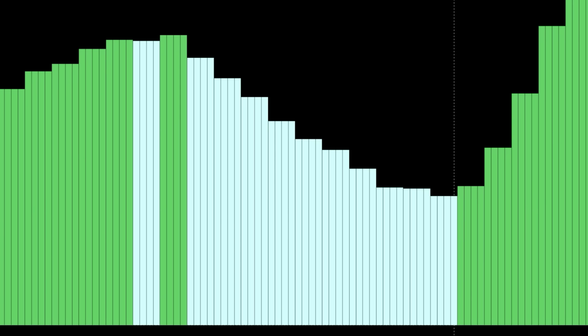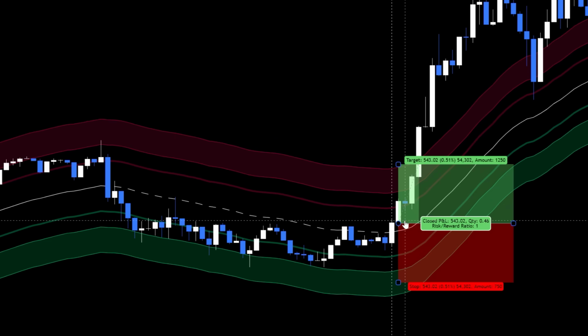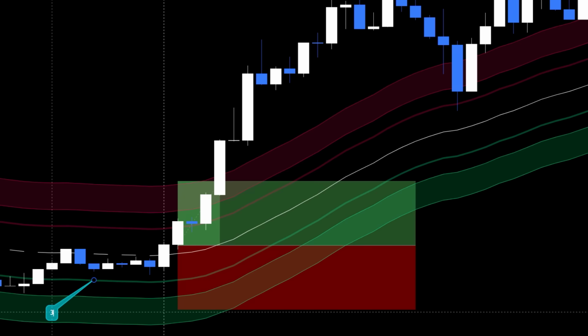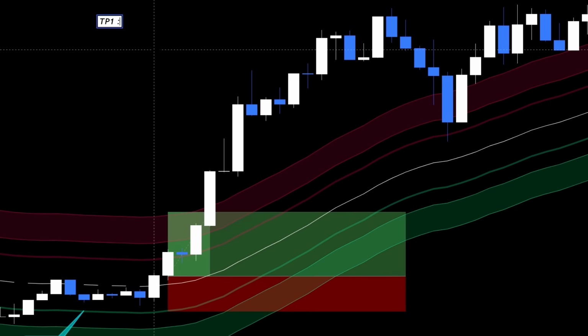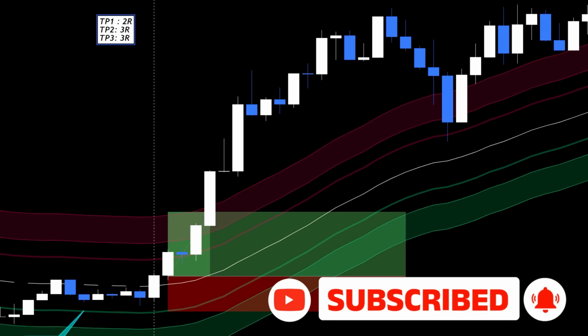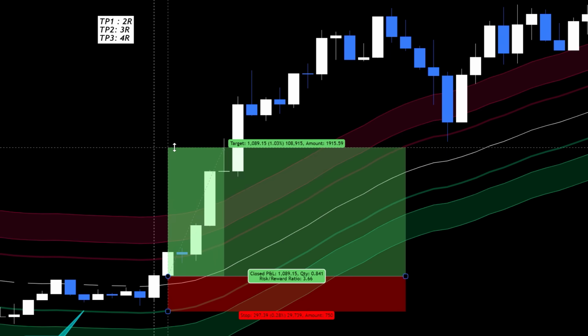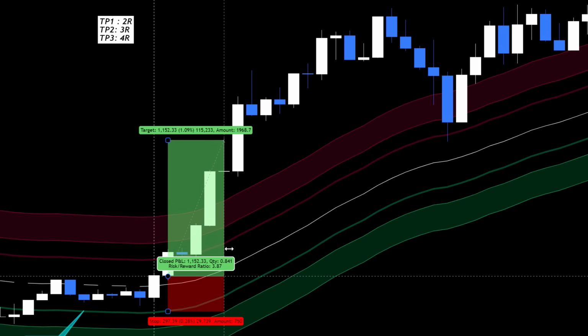But we need confirmation. Check the CMAD. If the histogram is above the zero level, the bullish momentum confirms our buy signal. For a stop loss, place it just below the midline. And for take profit levels, you can target 2R, 3R, or even 4R, depending on how much risk you're comfortable with. Honestly, some of these signals can even give you way more than 4R profit. The simple TradingView indicator strategy really delivers.